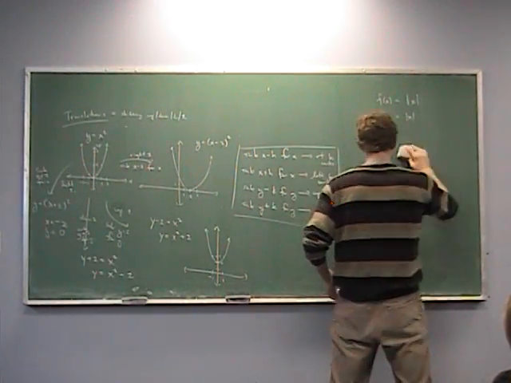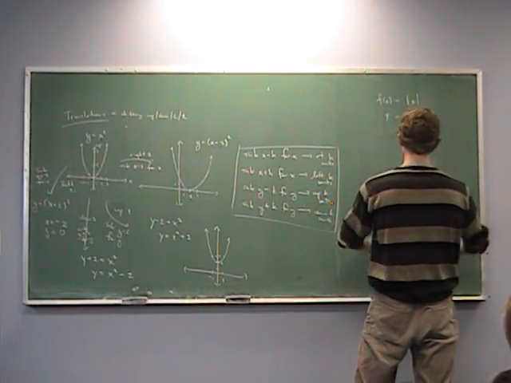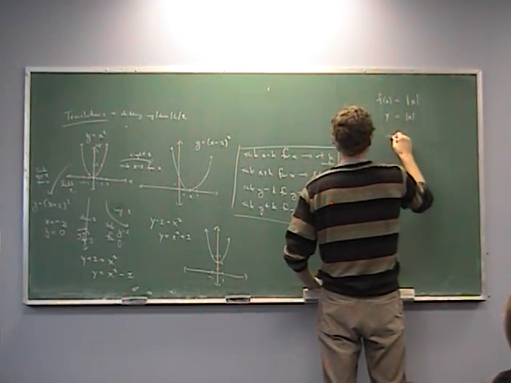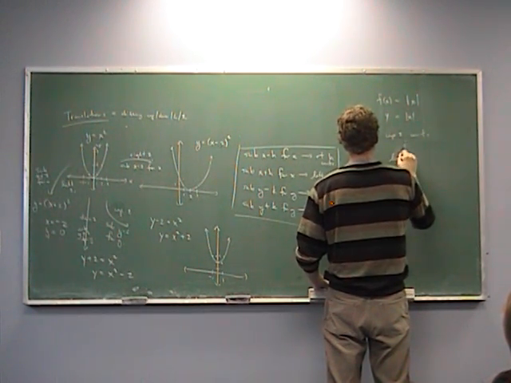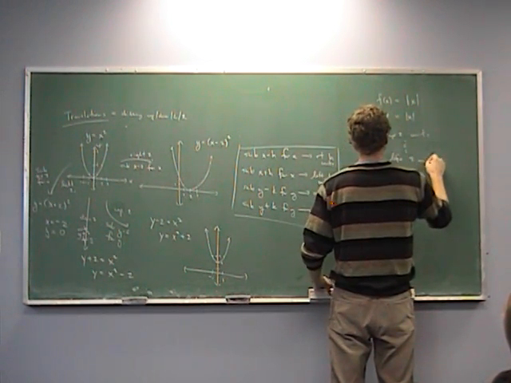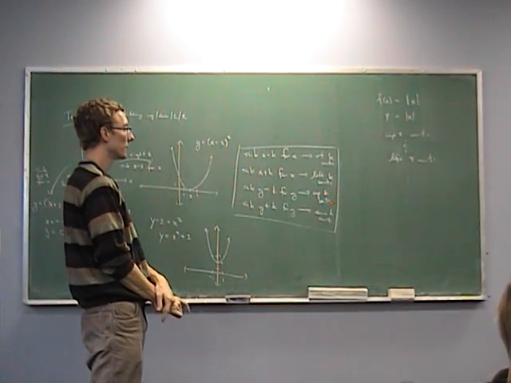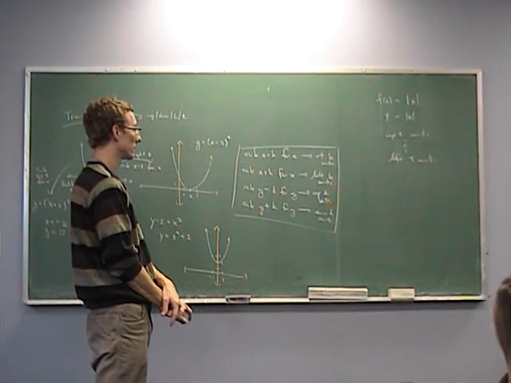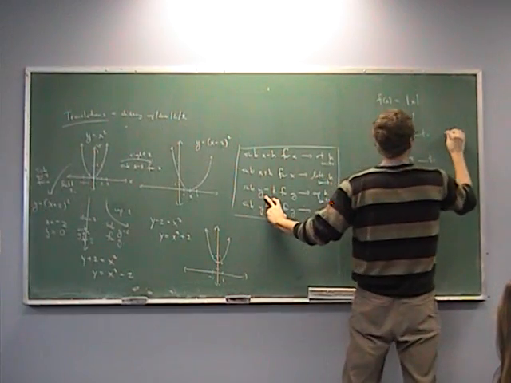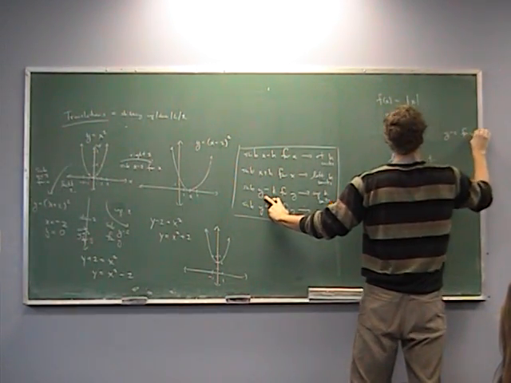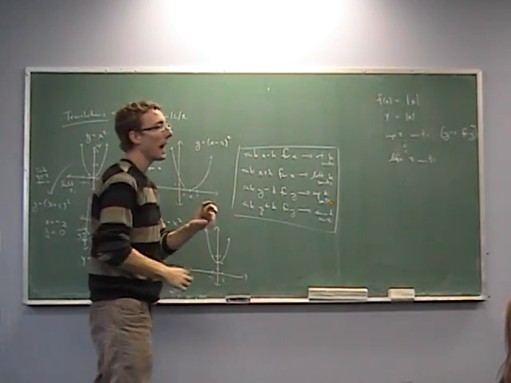Now, what if I want to shift this by translating it? What if I want to translate it up 2 units and left 3 units? What am I going to have to do to make it go up 2 units? I'm going to have to sub in y minus 2 for y. That's what I'm going to have to do to make it go up 2 units.